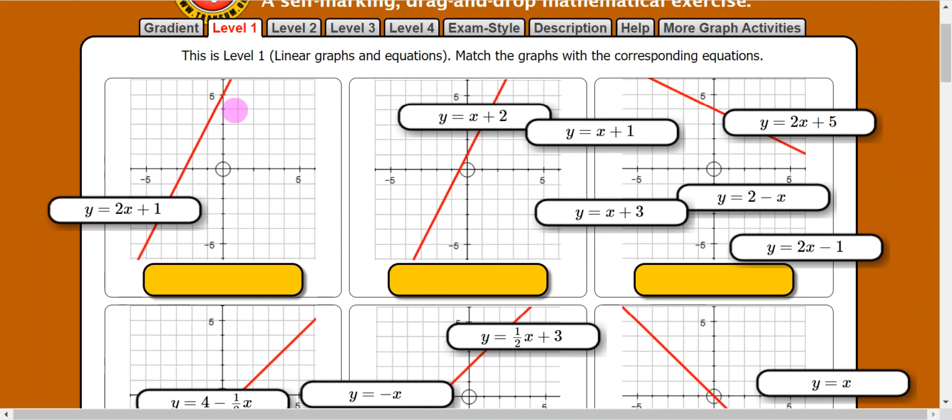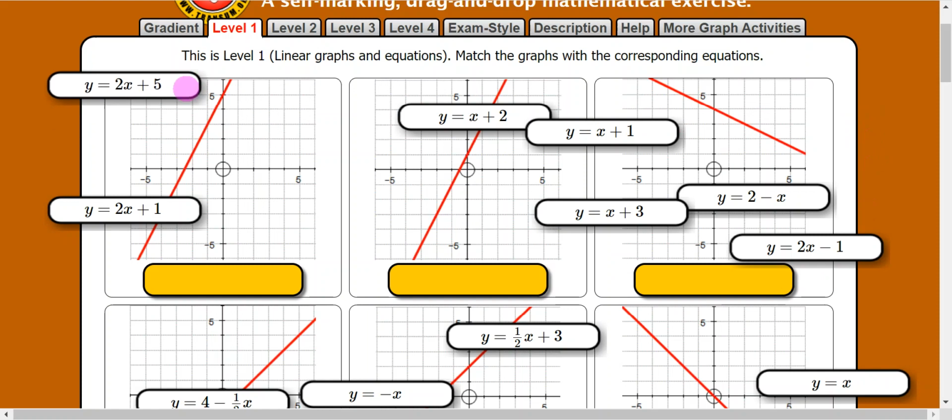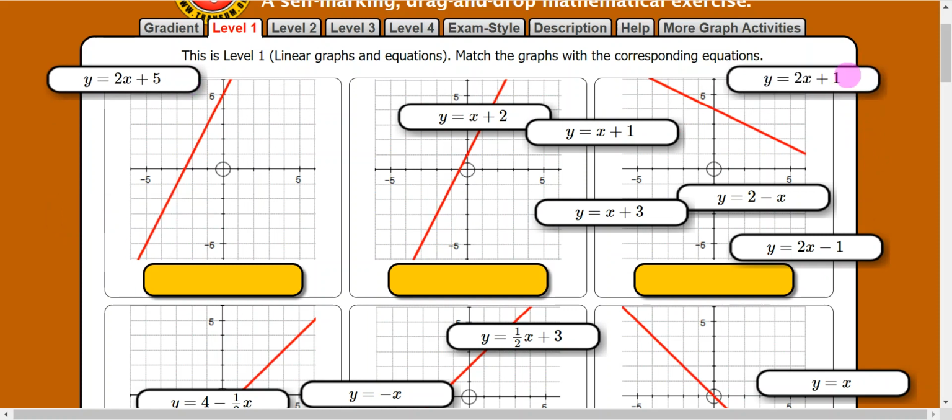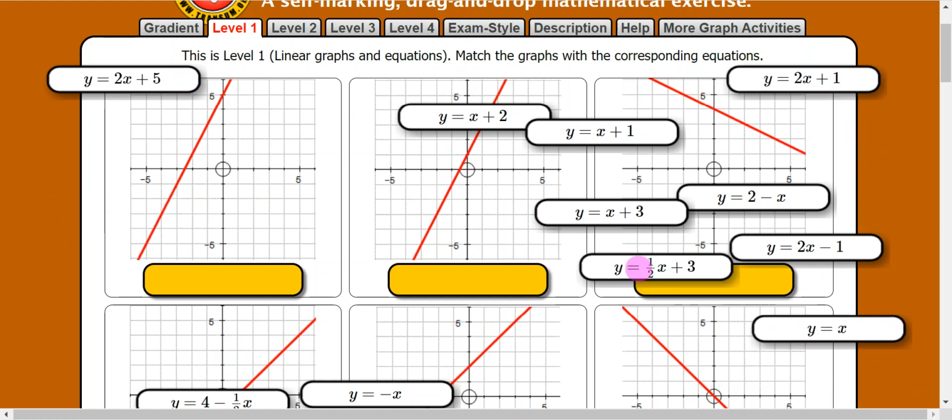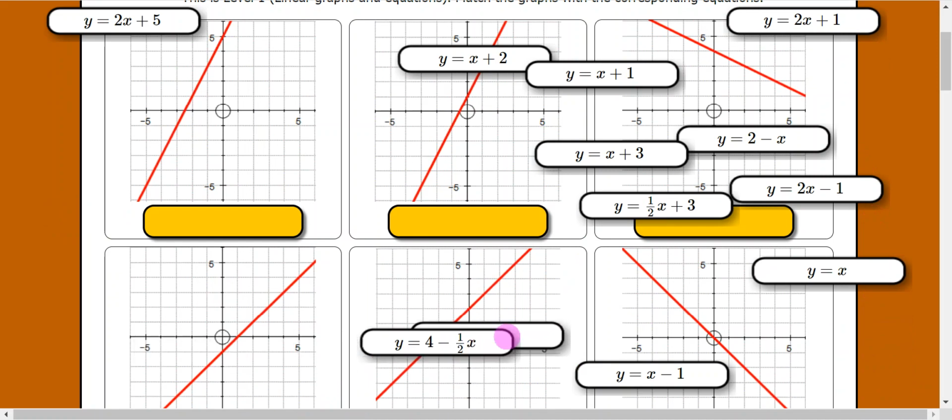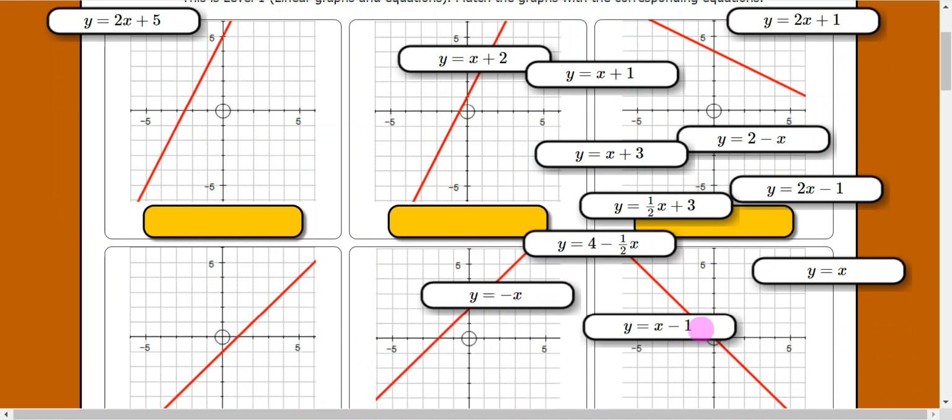Right, this first one, you can see it is a positive gradient, therefore I'm going to have a positive number in front of the x. It is going to cross at 5. So if I look, that is a potential because it's plus 5. Let's just have a check. There are no other plus 5s.